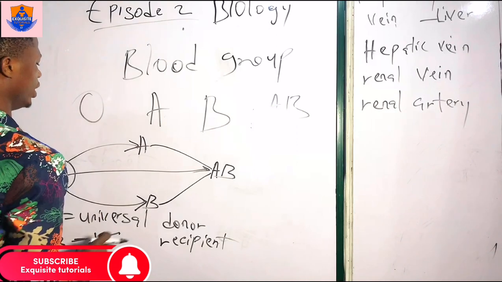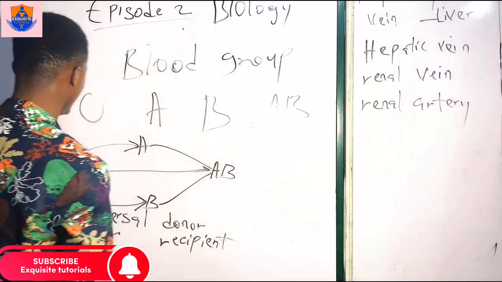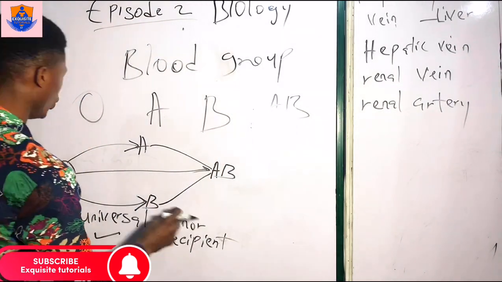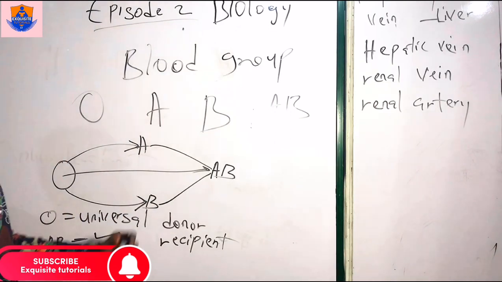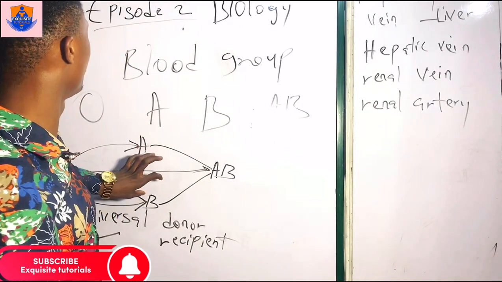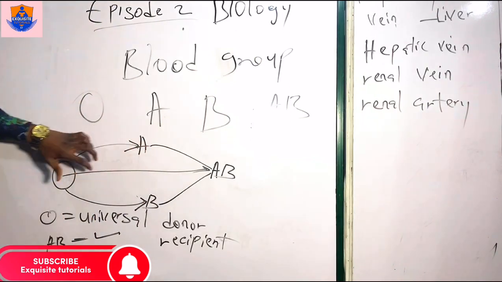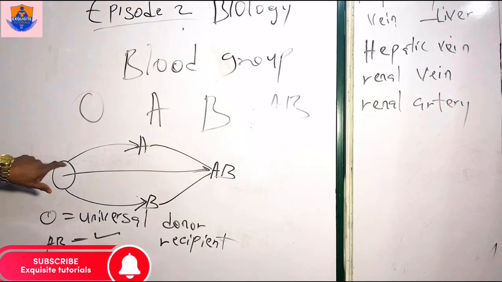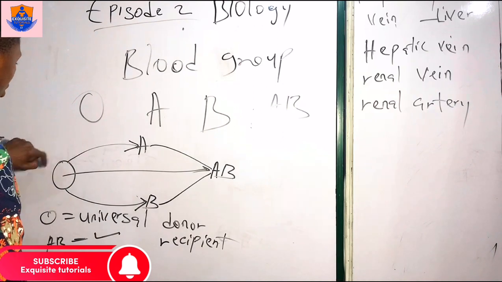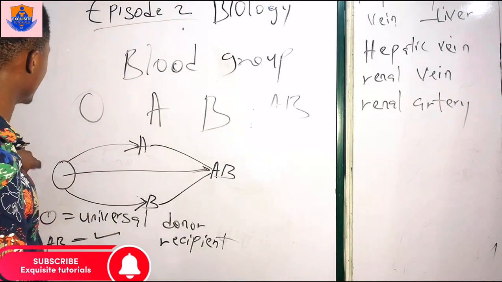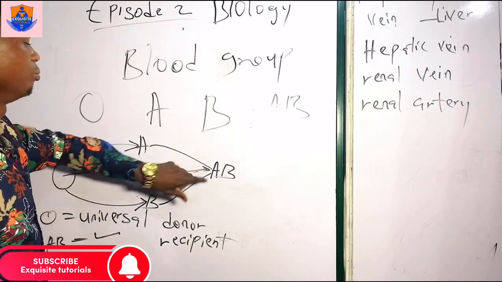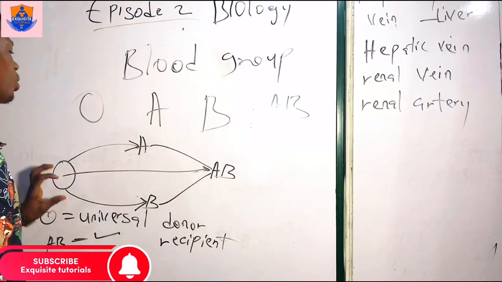O donates to A, donates to B, donates to AB. O can also donate to O, universal donor. Now note, each blood group can donate to itself. Whenever I have questions relating to blood group, have this in your head. Have this drawing from O to A, B, and AB. This one is receiving from O. This one is giving to O.